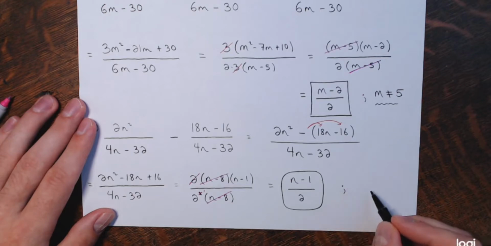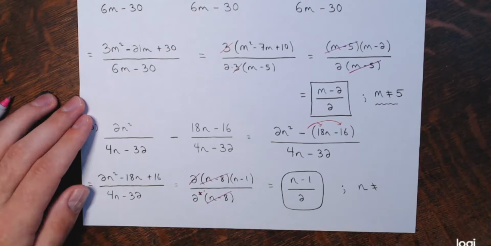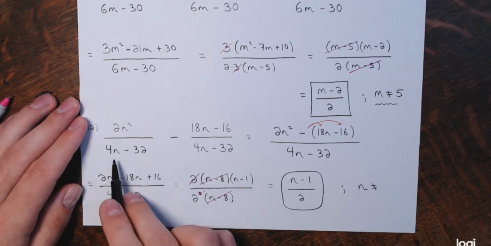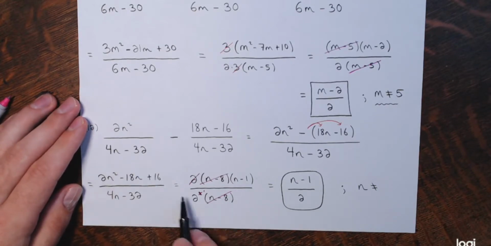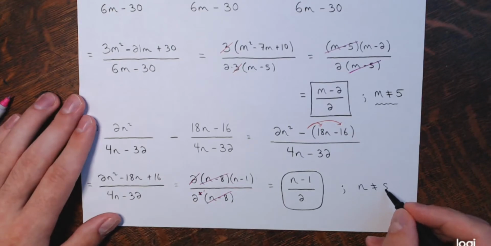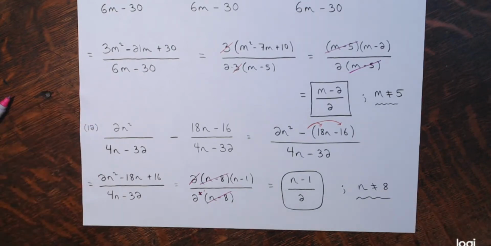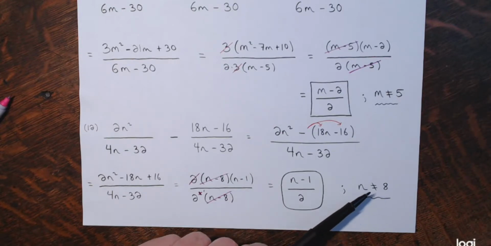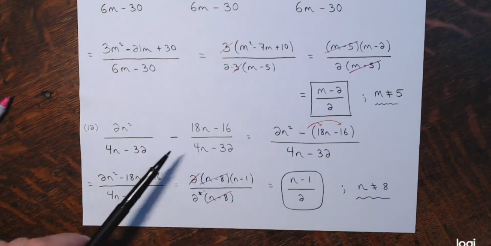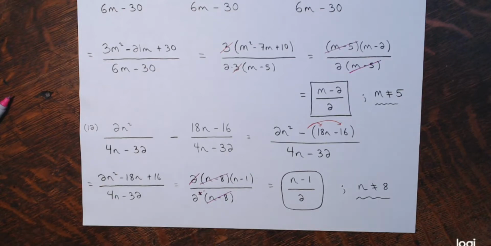And off to the side here, I will state the values I can't replace n with. And it looks like the only value I can't replace n with would be 8. So n can be any number you wish, except 8, right? Because if I replace n with 8, the denominators throughout this problem will be 0, and that's not good. That's undefined. And I leave it to you to test.